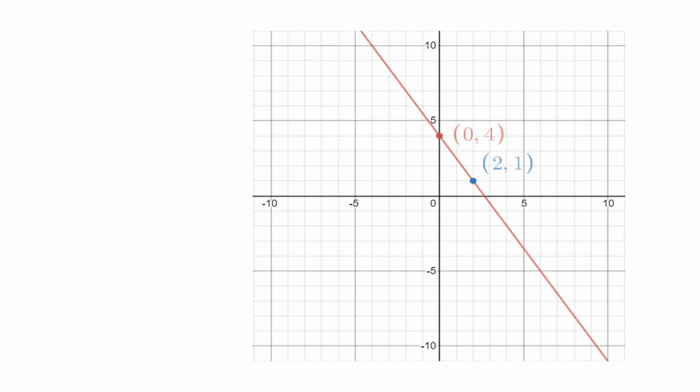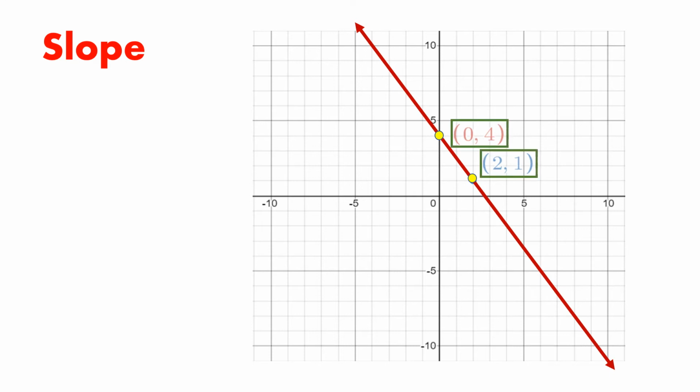Let us take a look at another example. Suppose we have this line, and we want to determine the slope of the line. We could identify 2 points that have integer coordinates, then analyze the graph of the line to determine the slope. For example, if we move from point 0,4 to point 2,1, we would have to move 3 units down and 2 units to the right.